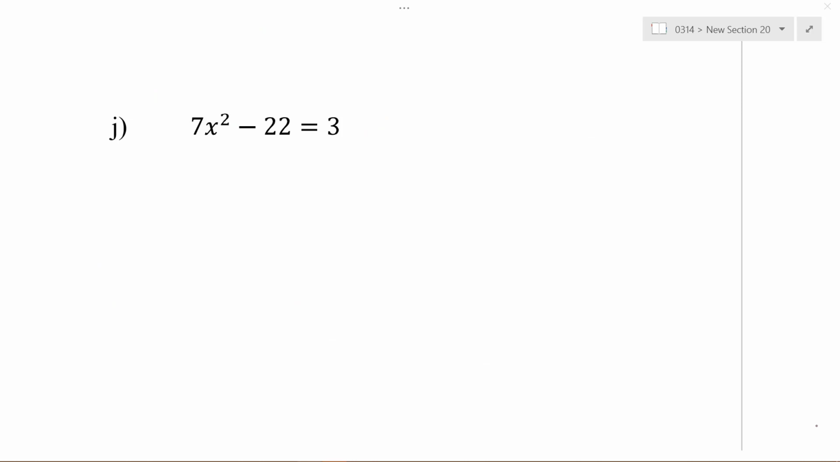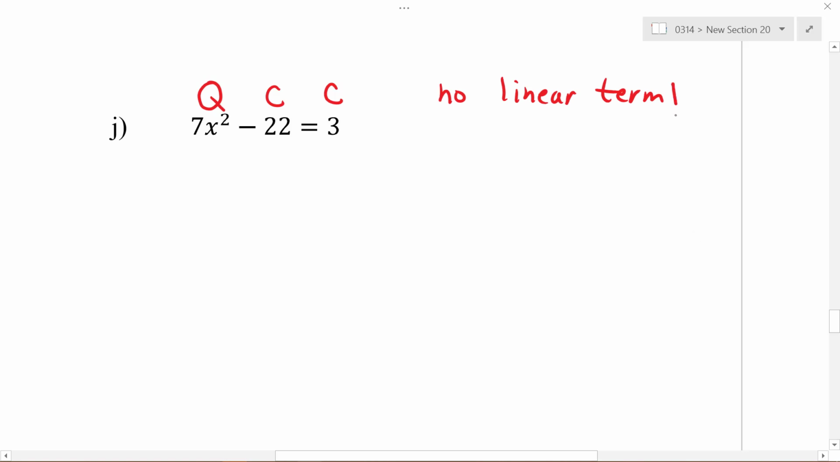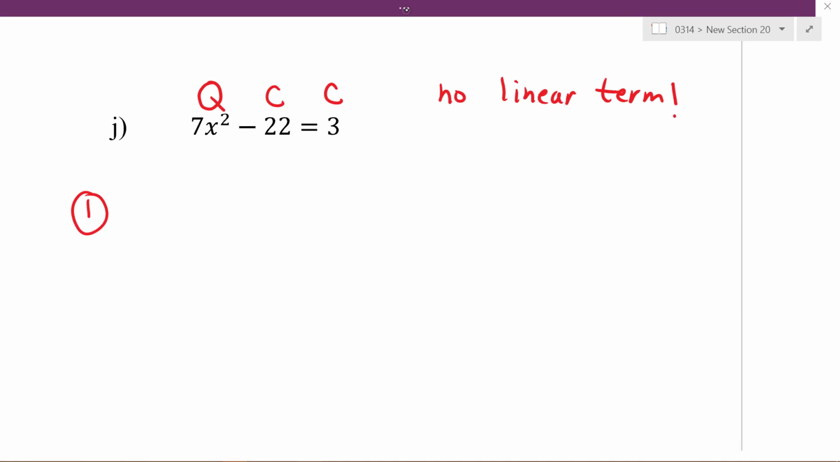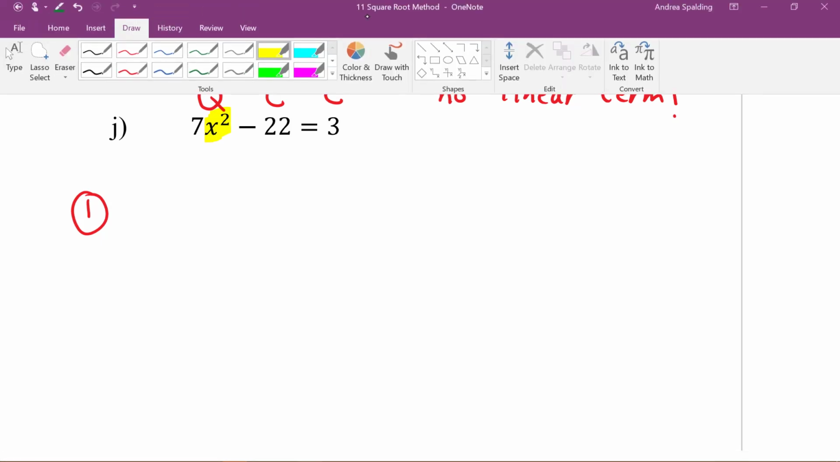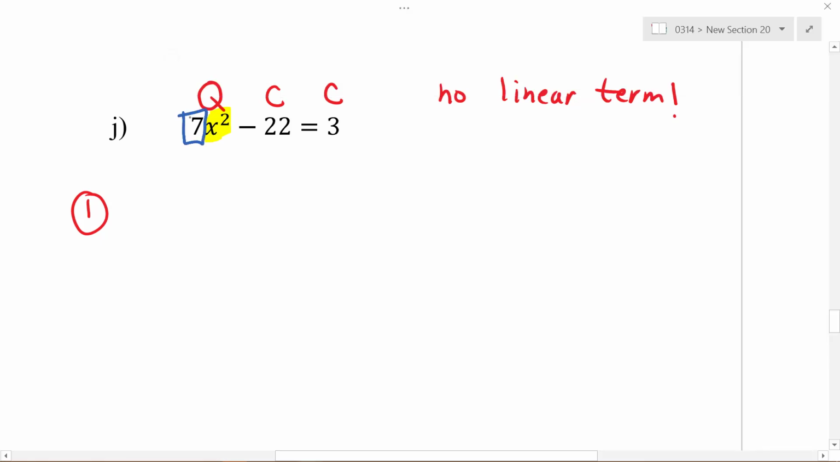All right, we want to solve this equation, again using the square root method. So let's verify that we're allowed to. Here's the quadratic term. Here's a constant term and a constant term. As long as we have no linear term, then we are allowed to solve using the square root method. Alright, so step number 1, we want to figure out what's being squared, and we want to get that by itself. So x is the only thing being squared, so I want to get x squared alone. So that means that I need to get rid of the 7 and also the negative 22.